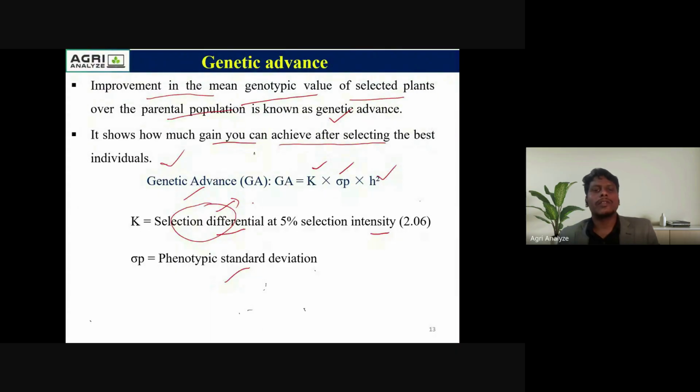And what is the selection differential? Selection differential means the difference between the mean phenotypic value of the selected plants and the mean value of the entire population. That is called the selection differential. It measures the improvement from selection. What is the selection intensity? Selection intensity is the standardized selection differential. That is called the selection intensity.